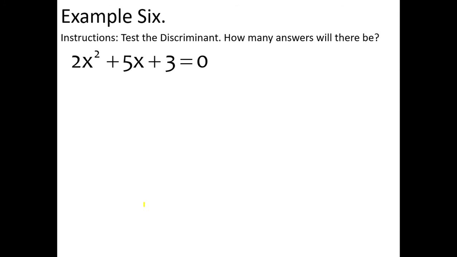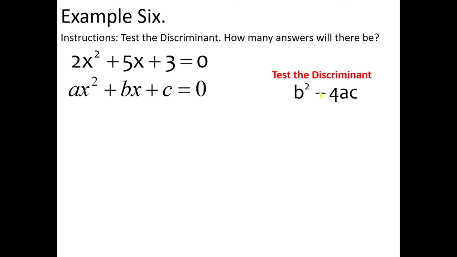All right, let's look at another example. In this example, we're not going to try to solve the quadratic equation. We're just going to test the discriminant to find out if it could be answered, if this quadratic equation has a solution, and if it does, does it have one solution or two solutions? So the number up front is the a, the number in the middle is the b, and the number at the end is the c. And the discriminant is b squared minus 4ac.